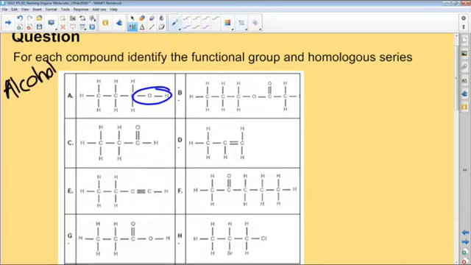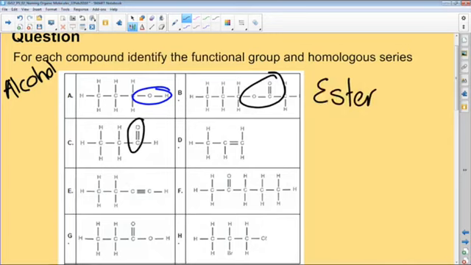Okay, now, next one is if we look at it and we go fine. Now the next one's over here. This there is my functional group, and that makes this an ester. Okay, so there we've got an ester. Over here we have a double bond to an oxygen. Now remember, we have a choice here. It's either a ketone or an aldehyde, and because it sits at the end of the chain, that makes it a ketone. All right, so there's my ketone.